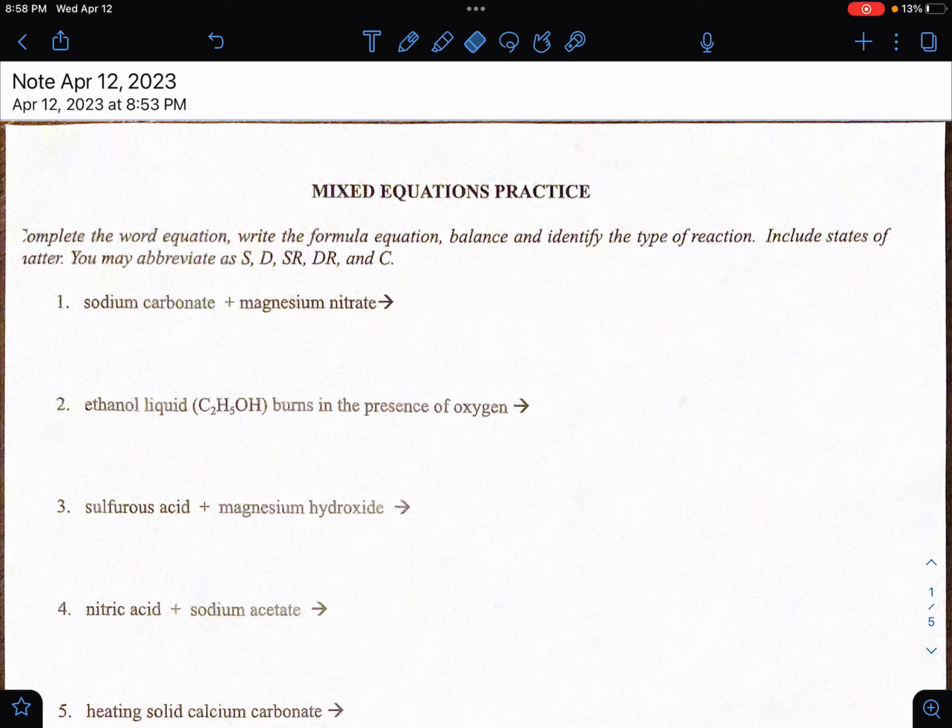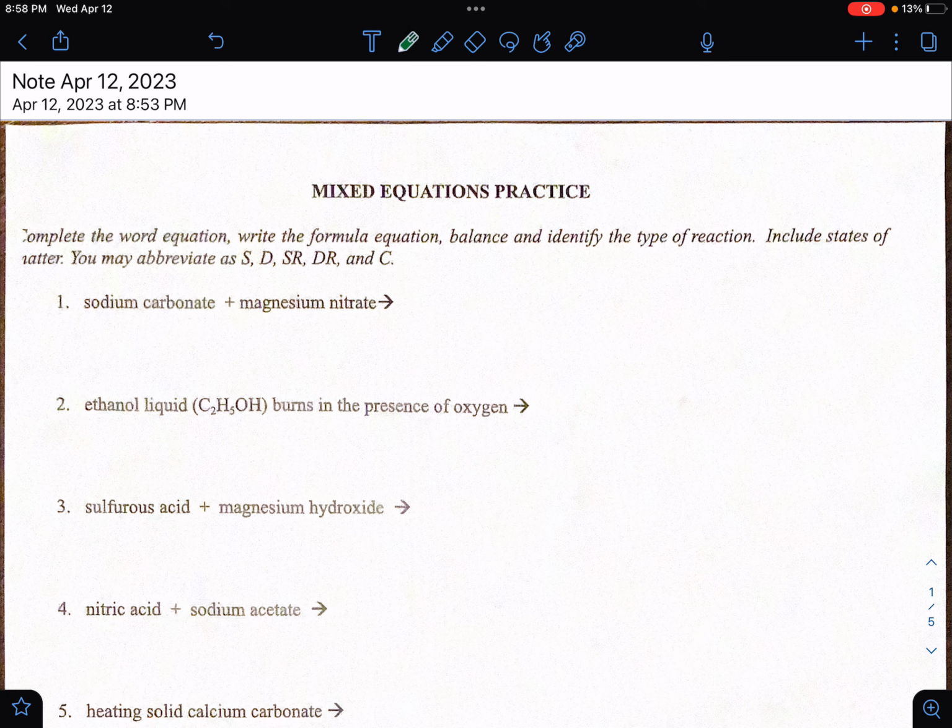All right, so this video is going to go over the 5 types of reactions and predicting the products. So we're going to start on number 1. Sodium carbonate and magnesium nitrate. You need to make sure you have your polyatomic list and your periodic table handy so you can get charges and formulas. So sodium is a +1.